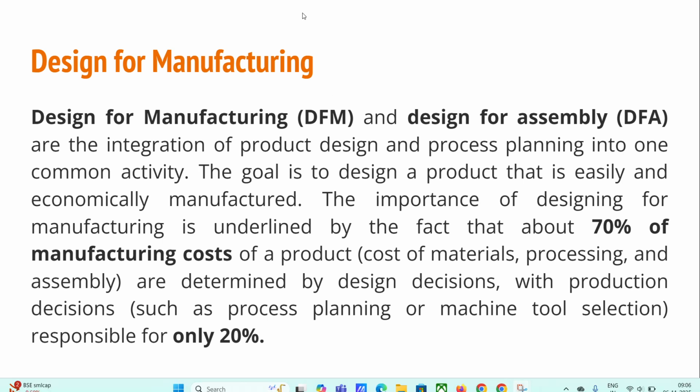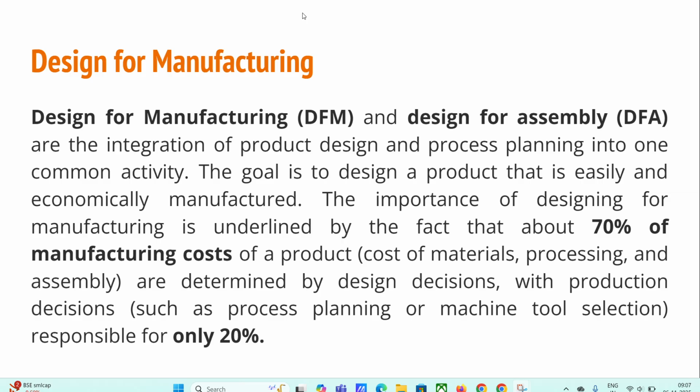Design for manufacturing. Design for manufacturing ensures the product can be manufactured easily and economically. It considers process capability, tooling, materials and tolerances early in design. Example: avoid sharp internal corners, as they are hard to machine.